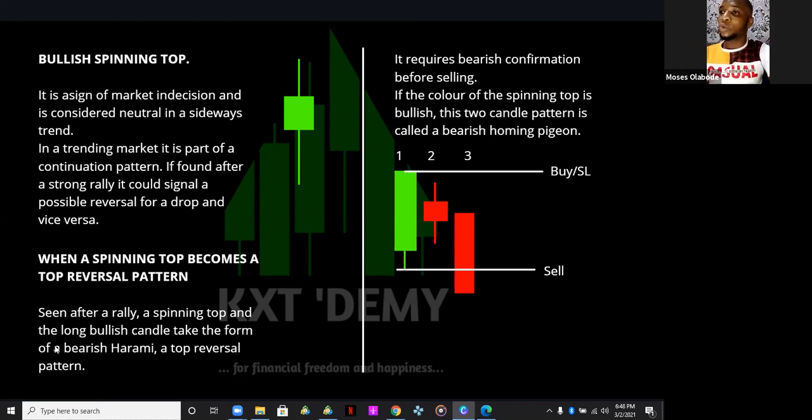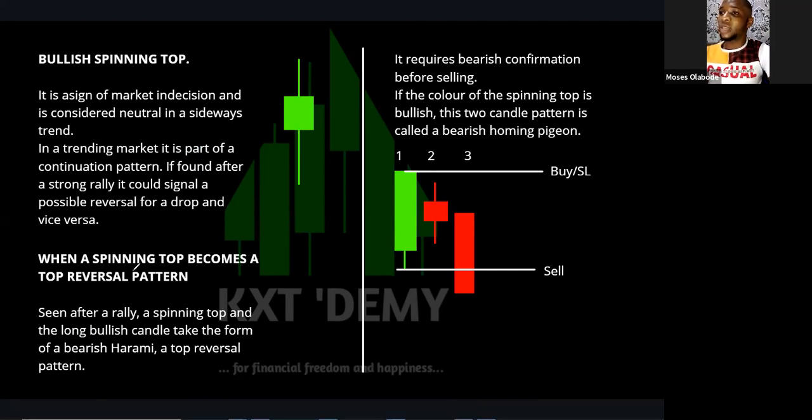When it is formed at the top of a market, let's say the market is buying from here. Let's say that this is my bullish candle that forms here, and then this candle forms.